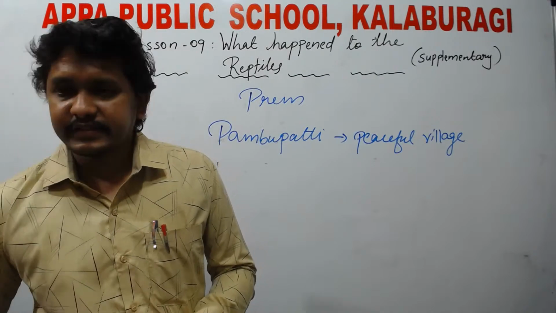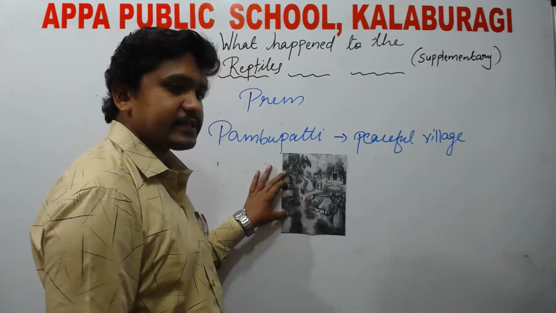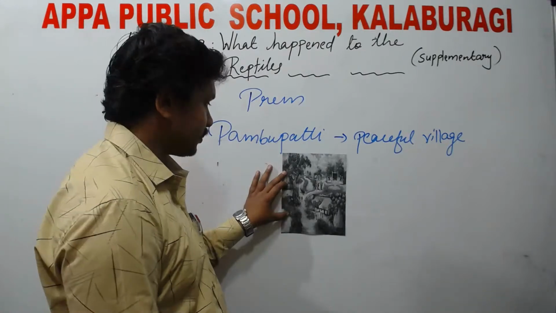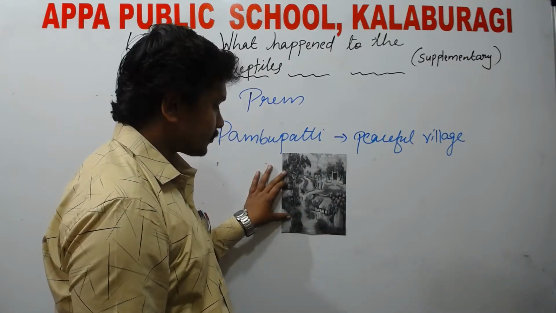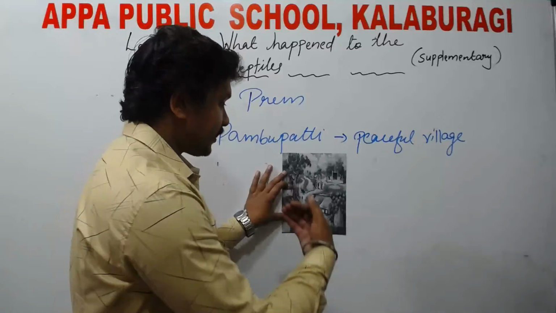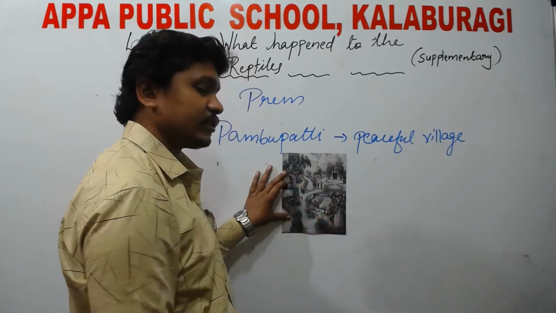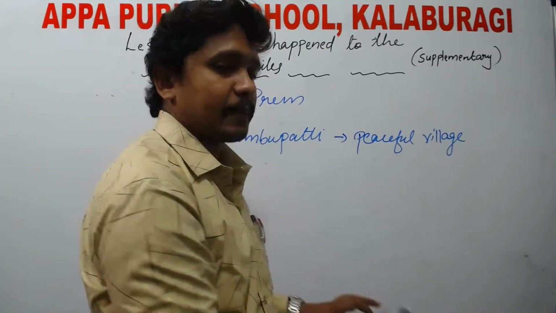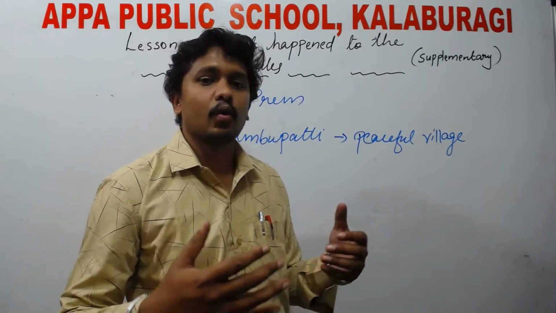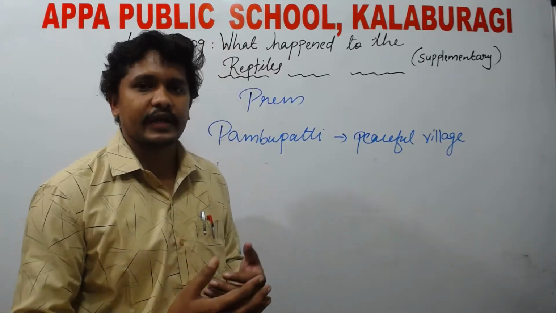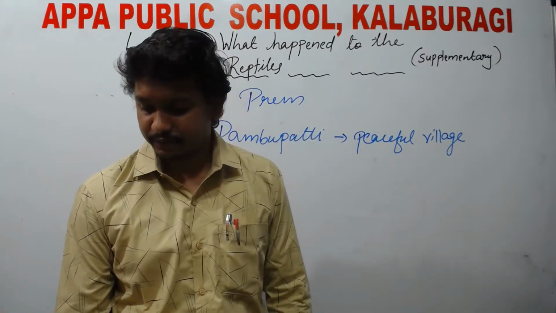By seeing this picture, what do you feel? This picture is showing a peaceful village. The beautiful atmosphere is given here. This indicates a peaceful village because there is no violence. A beautiful, peaceful village means there is no violence, no fight, nothing. People are living with love, affection, coordination, everything is there in the village. So Pambupati is a peaceful village.